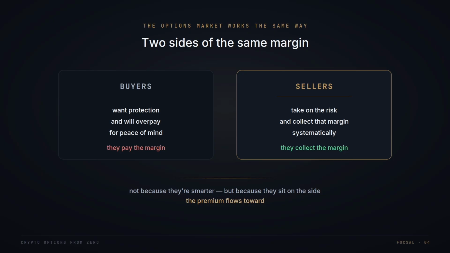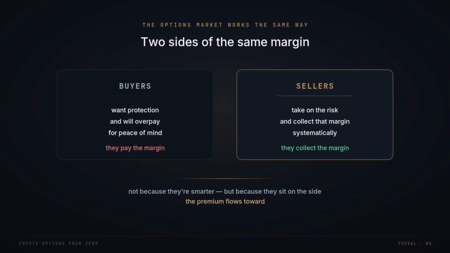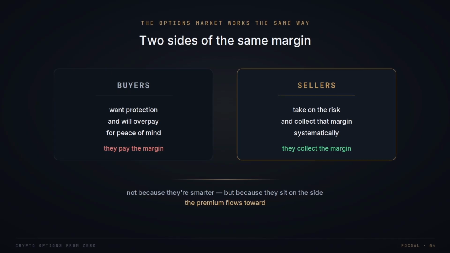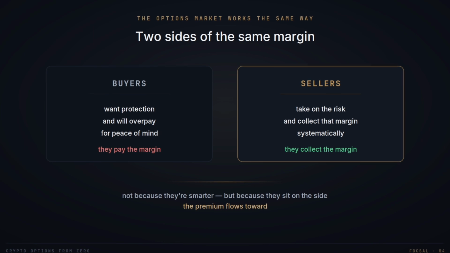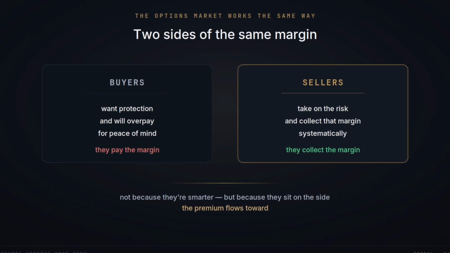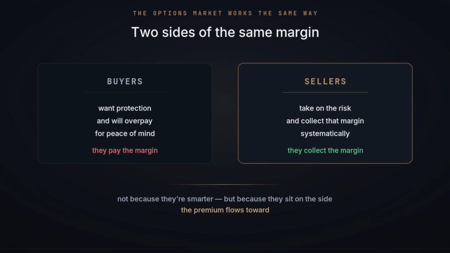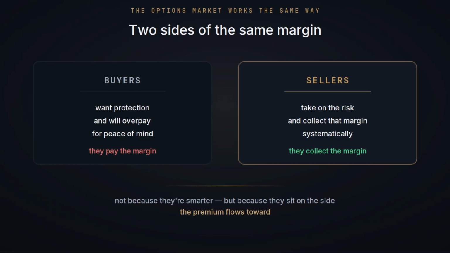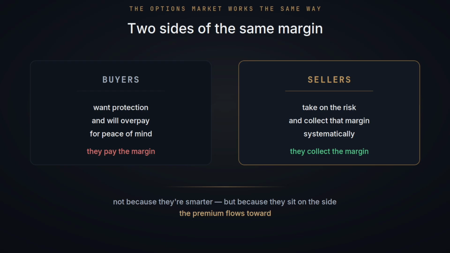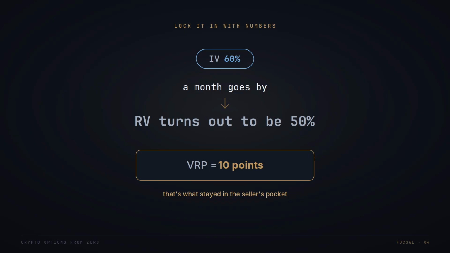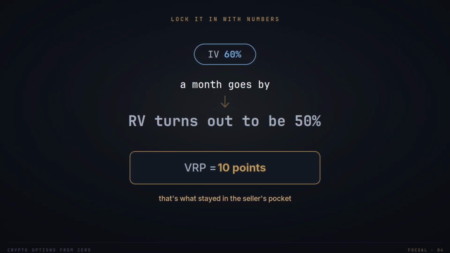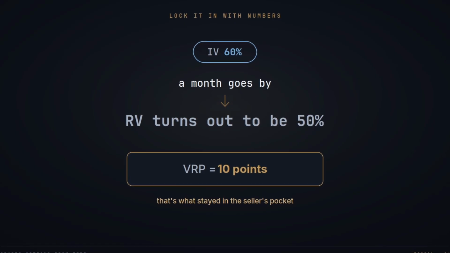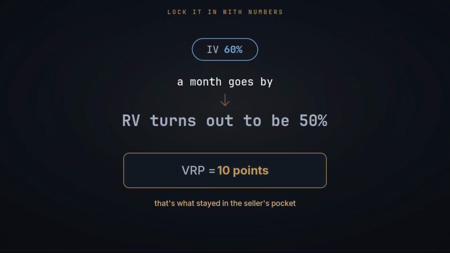The options market runs on exactly the same principle. People buying options want protection, and they're willing to overpay for peace of mind. Sellers take on that risk and collect the margin. That's why selling options carries a statistical edge. Not because sellers are smarter, but because they're sitting on the side the premium flows toward. Lock it in with numbers. The market price is 60% of volatility. A month goes by, and it turns out the real figure was 50. VRP is 10 points. That's what stayed in the seller's pocket.